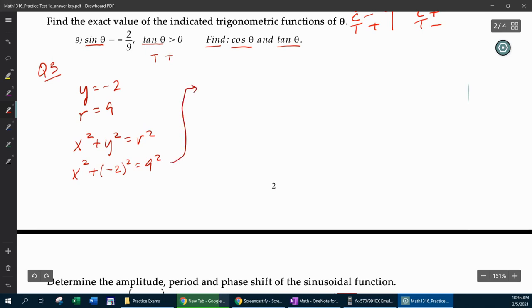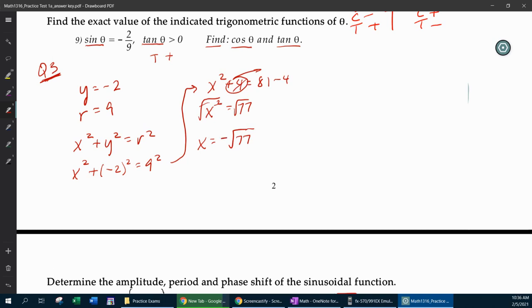And then bringing that up here, x squared plus 4 equals 81. Bringing the 4 over makes it -4. 81 minus 4 is 77. And then taking the square root of both sides to get x by itself gives us that x is the square root of 77, okay? Now remember, since we're in quadrant 3, that x value will be negative. And now that I know x, y, and r, I can find cosine and tangent.